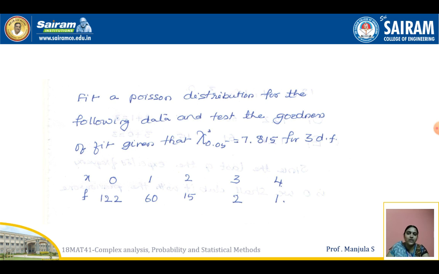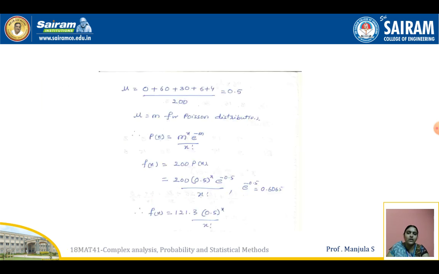Anyhow, in the question the x values and corresponding frequencies are given. So the given frequency we take as the observed frequency. Now, what is the Poisson distribution formula? P of x equals m to the power x e to the power minus m divided by x factorial. First we find the m value. m means mean, that is mu. So mu equals summation of fx divided by f. With the help of that formula we can easily find mu, that is 0.5. So m equals 0.5.